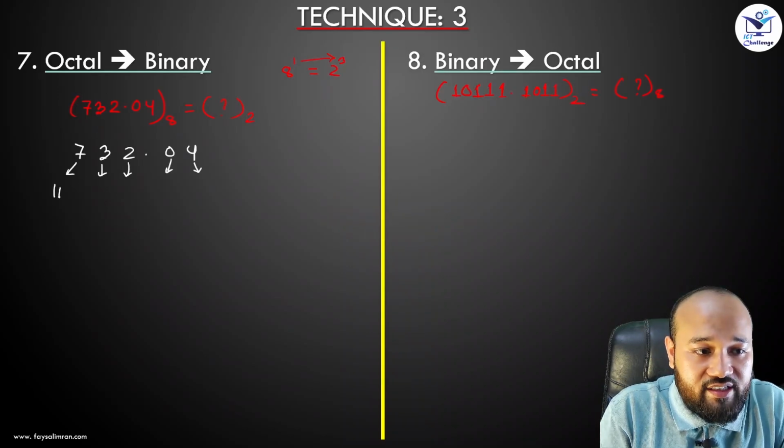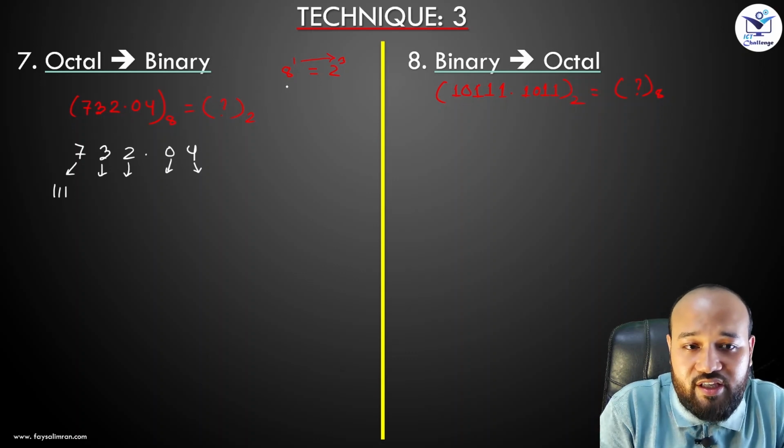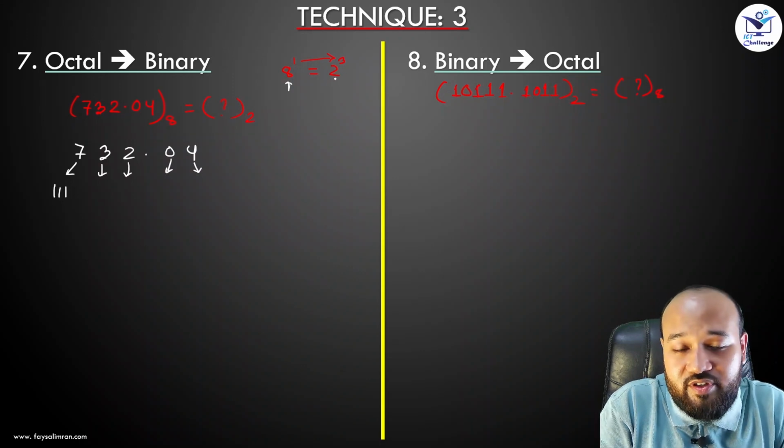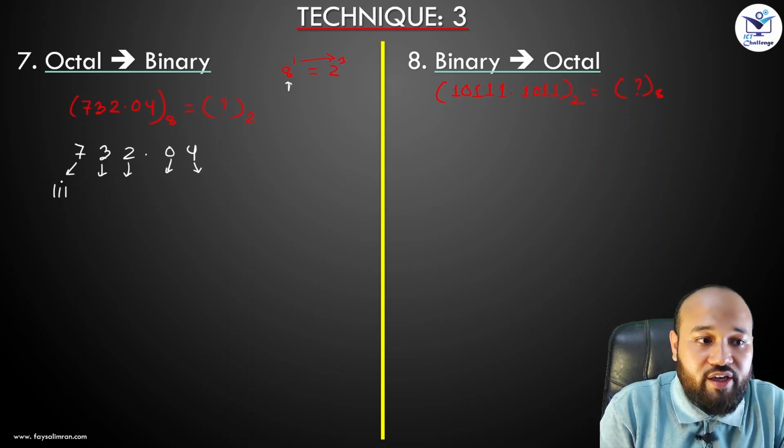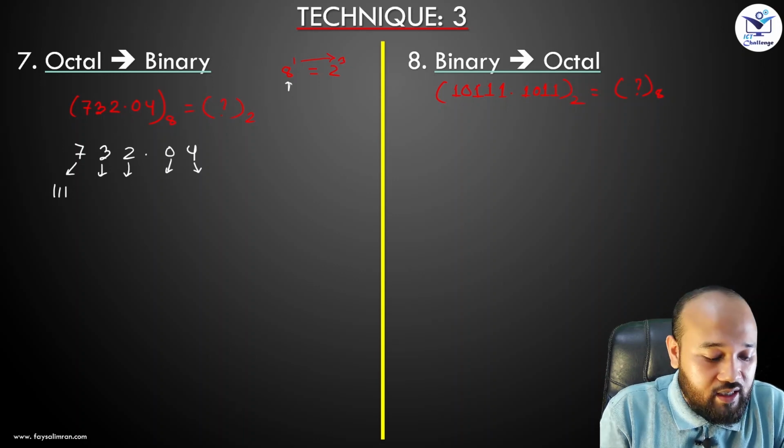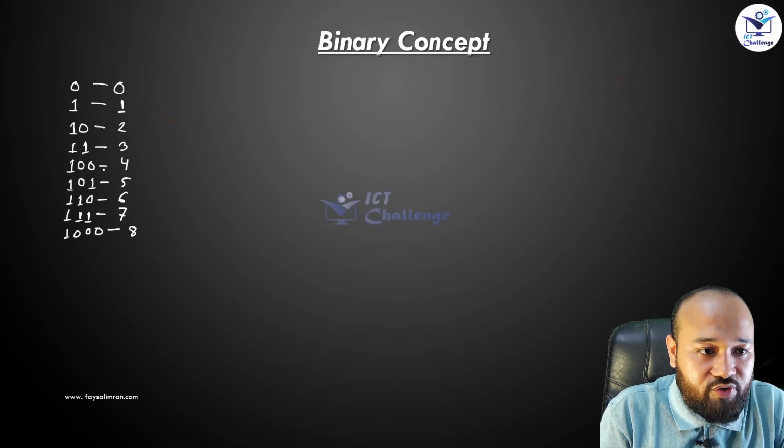So we can write this 111. That means if we are in an octal number system and we want to go to the binary number system, we have to convert each digit into 3 binary digits. Okay, so 7 will be 111, and what is the binary for 3?